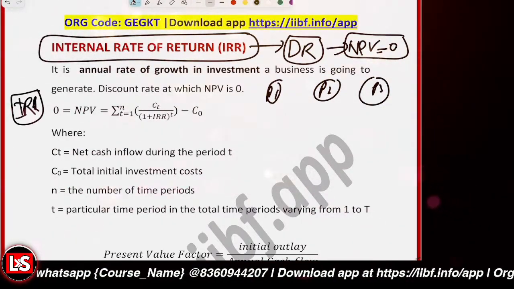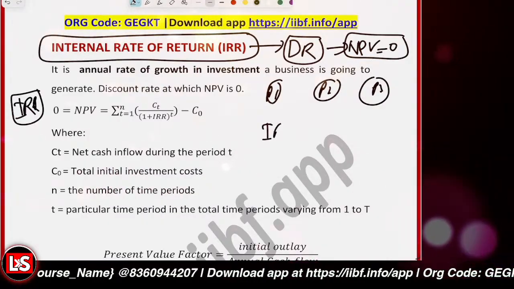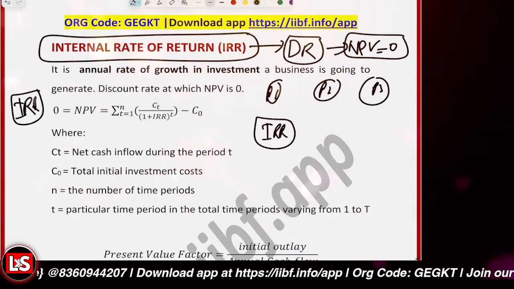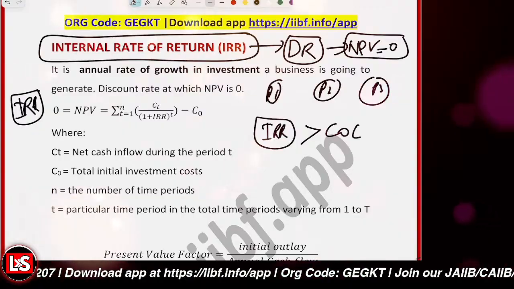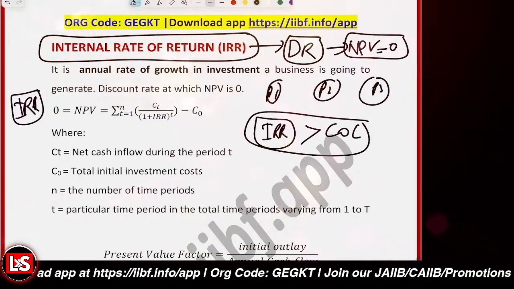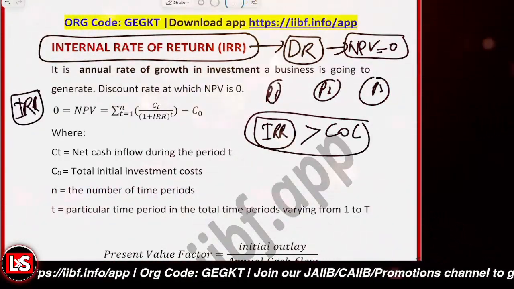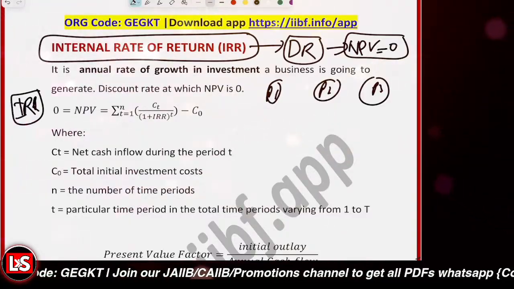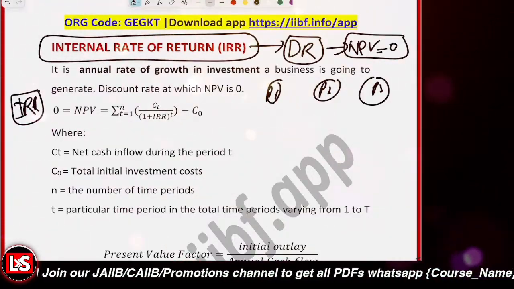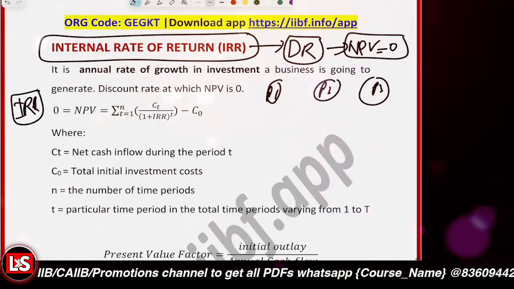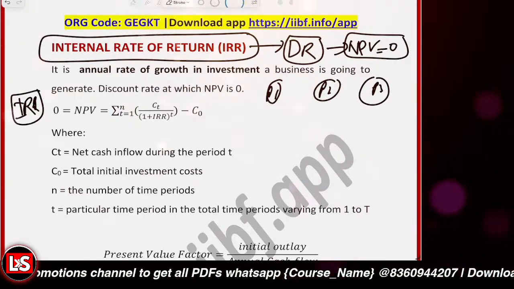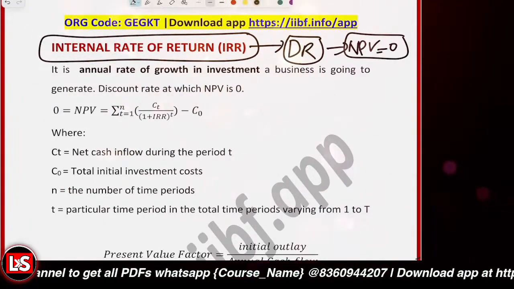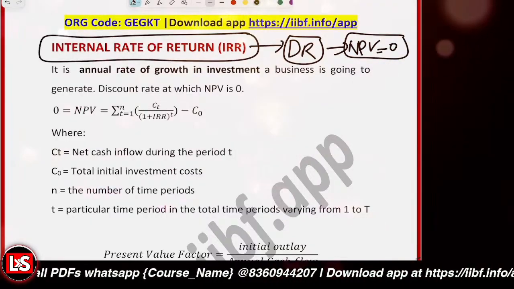Like if the internal rate of return is greater than the cost of capital, then you'll be going for the particular project. Otherwise not, right? About the single project, if it is greater than the cost of capital, just undertake the project. But if we are talking about multiple projects, then we have to select the IRR which is highest. Getting it?